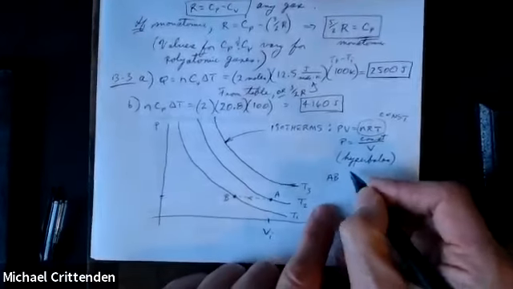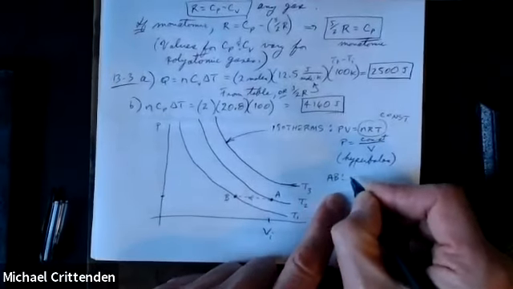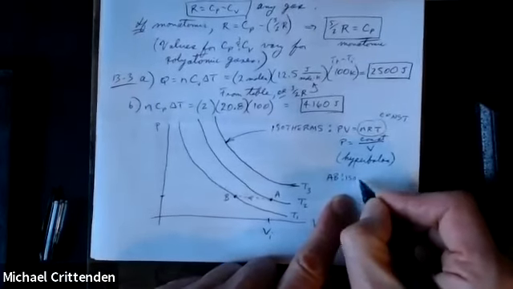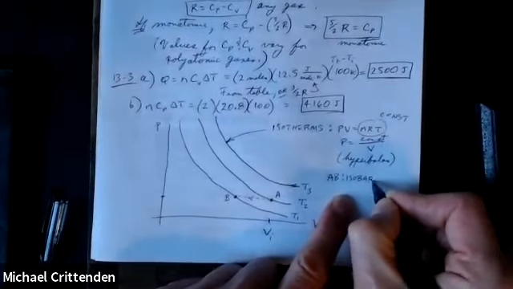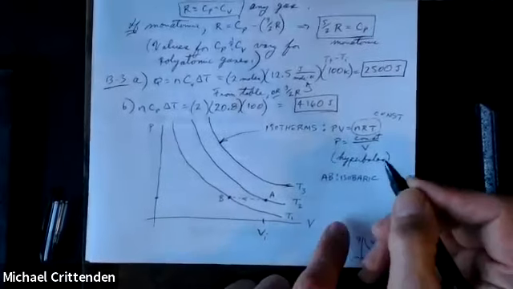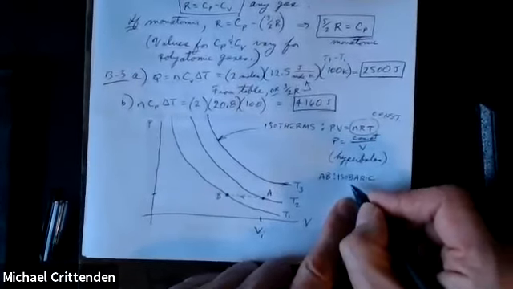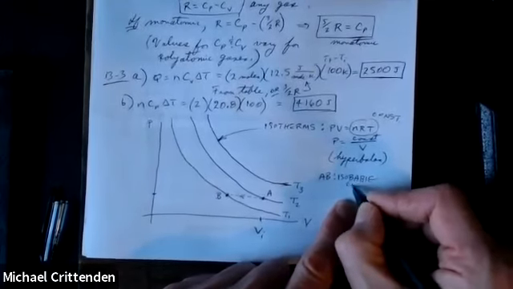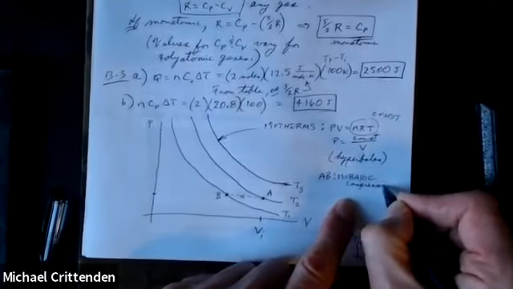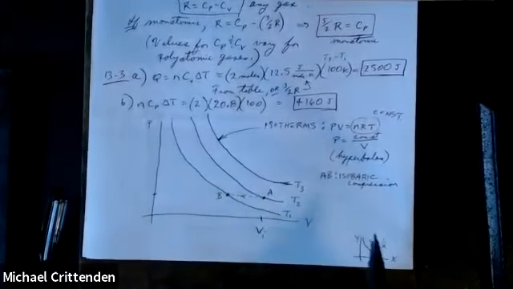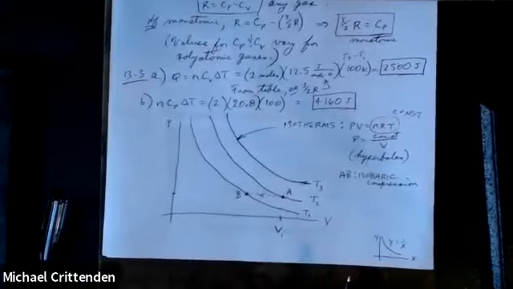And so AB is an isobaric. I should probably print it so you can read my writing. An isobaric, since it's getting smaller, I'll call it an isobaric compression. If the arrow was the other way around, it would be an isobaric expansion.